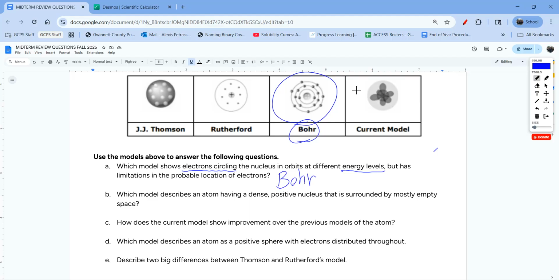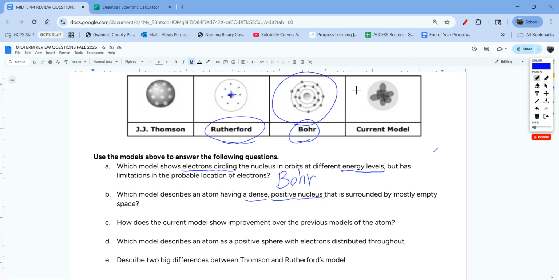B, which model describes an atom having a dense positive nucleus? Dense, meaning very thick, like you can't really go through it easily. Positive nucleus. There's only one with a plus sign in the center. Nucleus is in the middle. That's Rutherford. That's surrounded by mostly empty space. So remember that marble experiment we did where we rolled the marbles with the shapes.